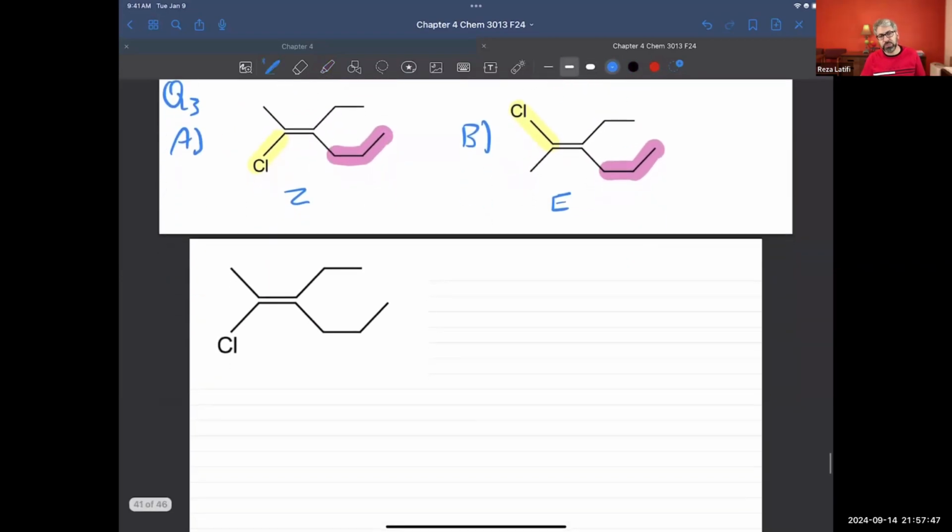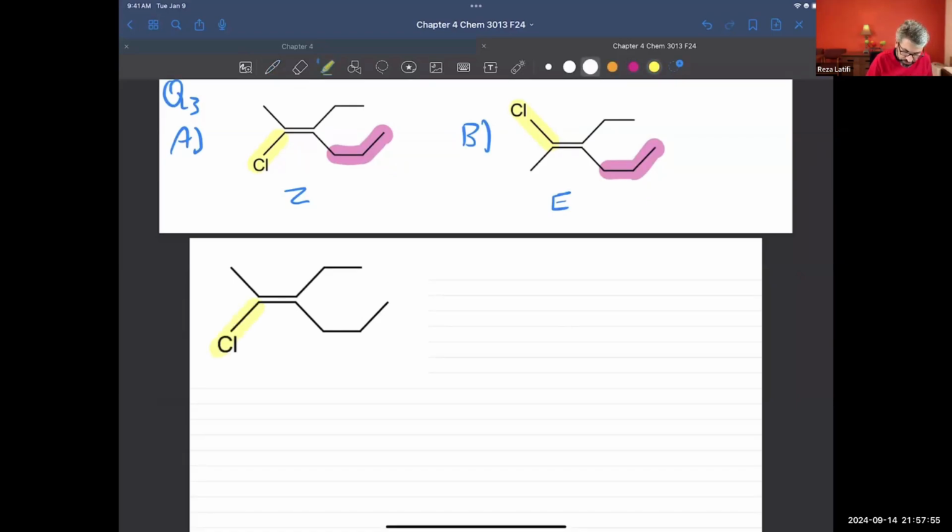How do we name this compound? First, let's pick whether it's a Z isomer or an E isomer. What do we have here? They are on the same side, so this is going to be the Z isomer. Now, what's the longest chain? The longest one is going to be here: 1, 2, 3, 4, 5, 6.